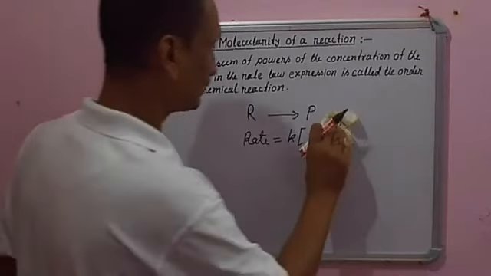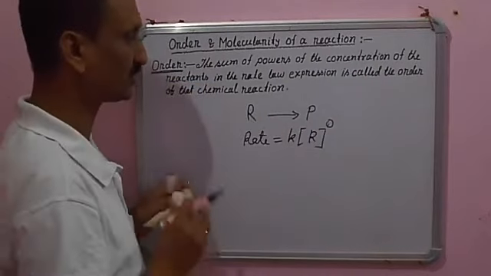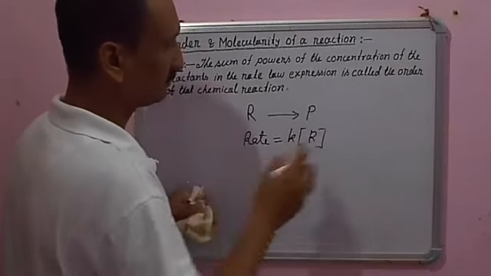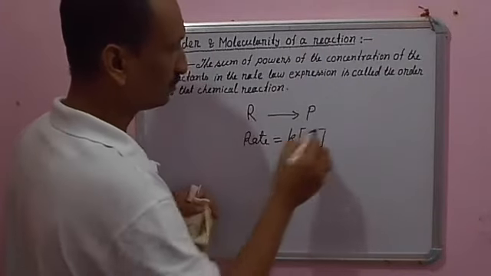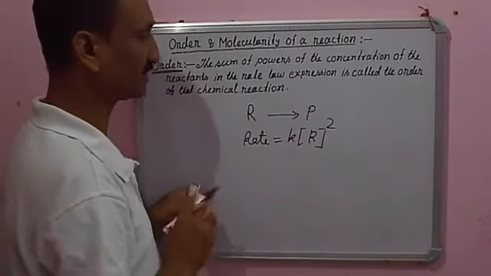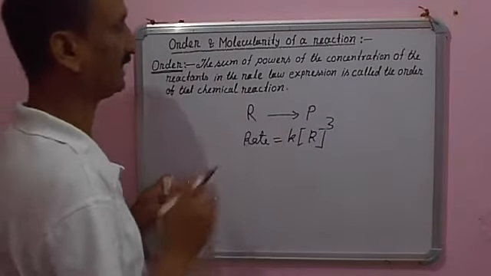If this is say 0, then this will be your 0 order reaction. If it is 1, then that will be your first order reaction. If it is 2, then that will be your second order reaction. If the power is 3, then this will be your third order reaction, like that.